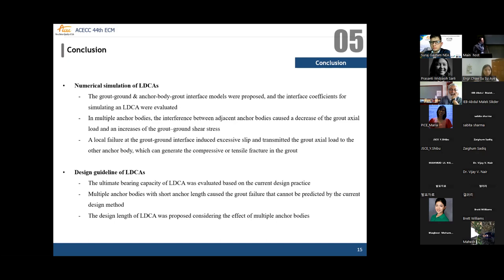And for the design guideline of LDCA, the ultimate bearing capacity of LDCA was evaluated based on the current design practice. And multiple anchor bodies with short anchor lengths caused the grout failure, which cannot be predicted by the current design method. Therefore, finally, I propose the design length of LDCA, which can prevent the interference effect between the anchor bodies. Thank you for listening.